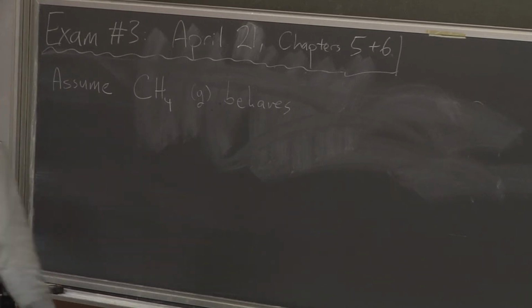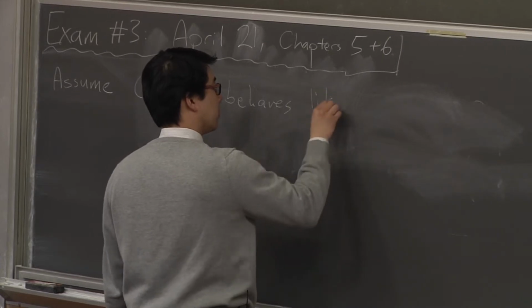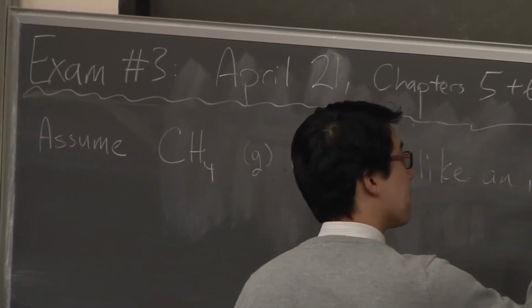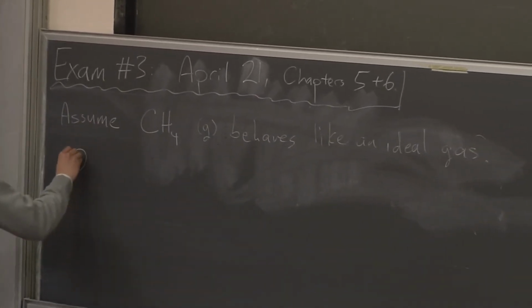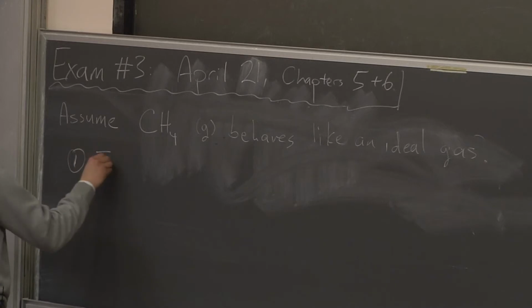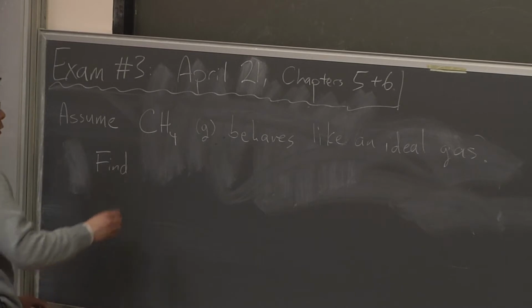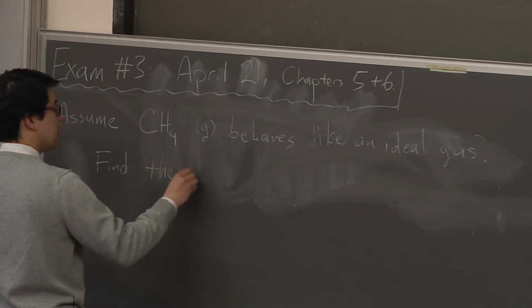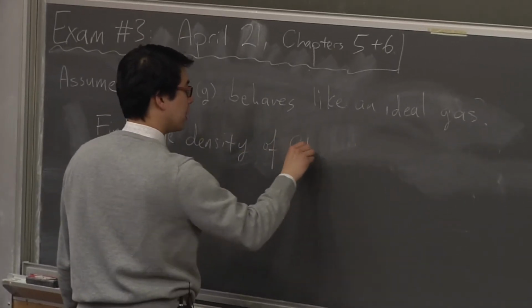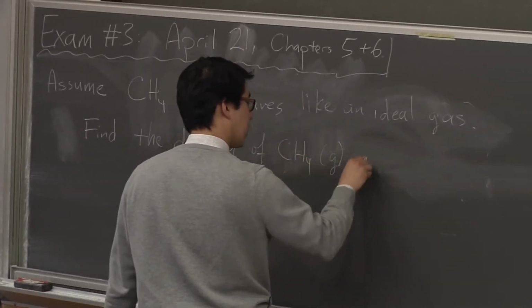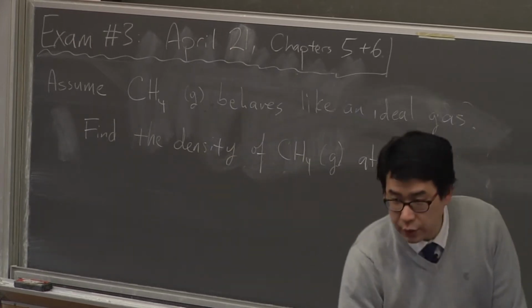So assume CH4 gas, methane gas, behaves like an ideal gas. Find the density of CH4 gas at STP. Can you do this? I think you can do this.